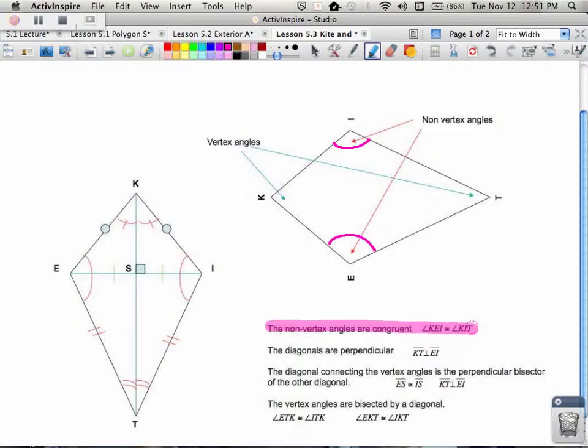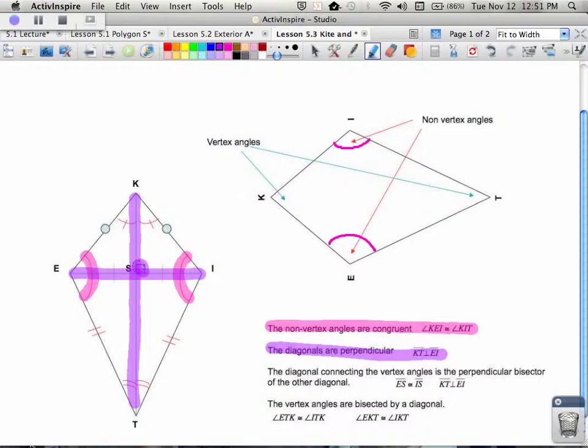That would be angle KEI and angle KIT. So KET and KIT, pardon me. And that would be the same as these over here. I also know that the diagonals are perpendicular. So as I look at those diagonals being perpendicular, I see that this diagonal in purple is perpendicular to this diagonal. You can see the little box there.